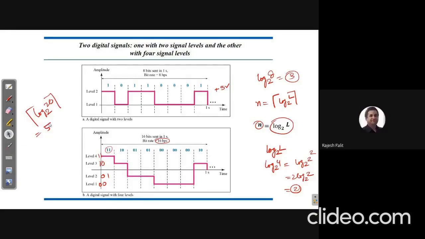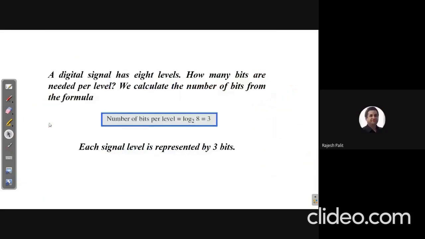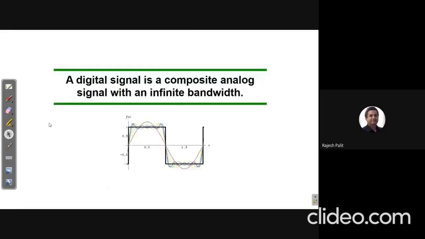This is just an example of that. Okay, so this is what we just mentioned. A digital signal is a composite analog signal with infinite bandwidth. Okay, with infinite bandwidth. Why infinite bandwidth? Let me explain that.